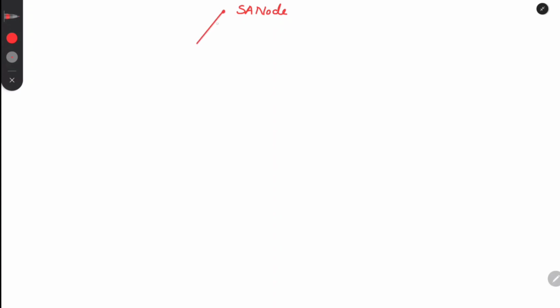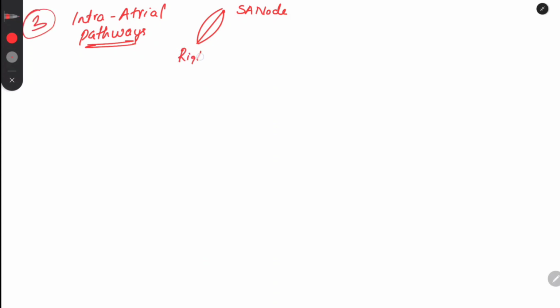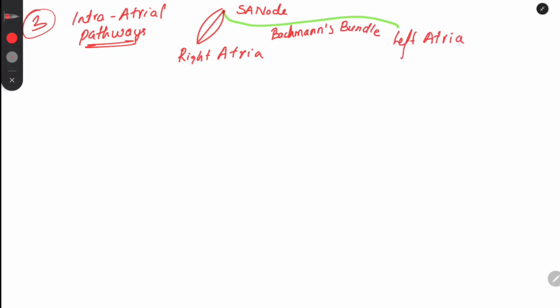The SA node depolarizes the right atria through three intra-atrial pathways. And those are 3 in number, and this helps in the depolarization of the right atria. So what about the left atria? The question arises there. The left atria has something called the Bachmann's bundle, through which the SA node depolarizes it. So the left atria, Bachmann's bundle; right atria, intra-atrial pathways. Once more, the left atria, Bachmann's bundle; the right atria, intra-atrial pathways.